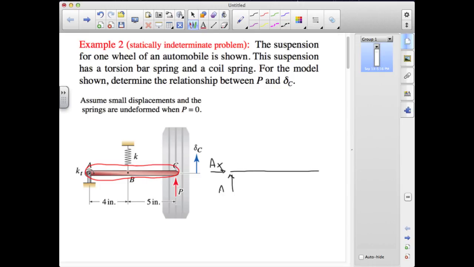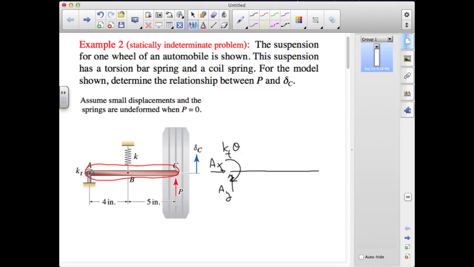pin reactions AX and AY, and then the torsional spring is going to give us a restoring moment. So when the tire tries to move up, that is going to be compensated by a restoring moment that goes in the opposite direction. If delta C is going up, that corresponds to an initial attempt to experience counterclockwise rotation for the control arm, and that is met with a restoring torsional clockwise moment that goes in the other direction. So we're going to write this as the torsional spring constant times angular displacement.